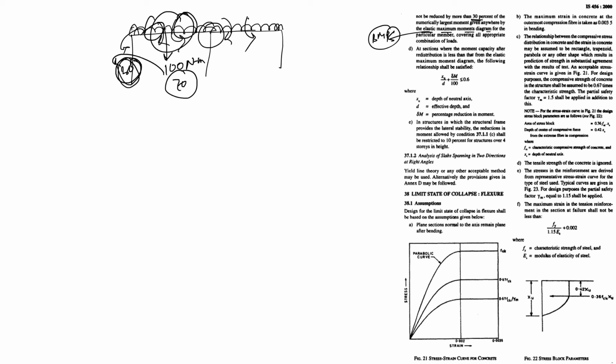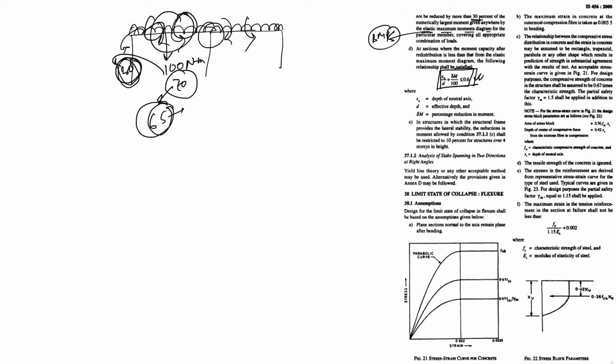At a section where the moment capacity after redistribution is less than that from the elastic maximum moment diagram, the following relationship shall be satisfied. Suppose after redistribution this value comes to 65, so we need to increase by 5. That is why we have to calculate this. Now Xu is the depth of neutral axis, d is the effective depth, and dM is the percentage of reduction in the moment.